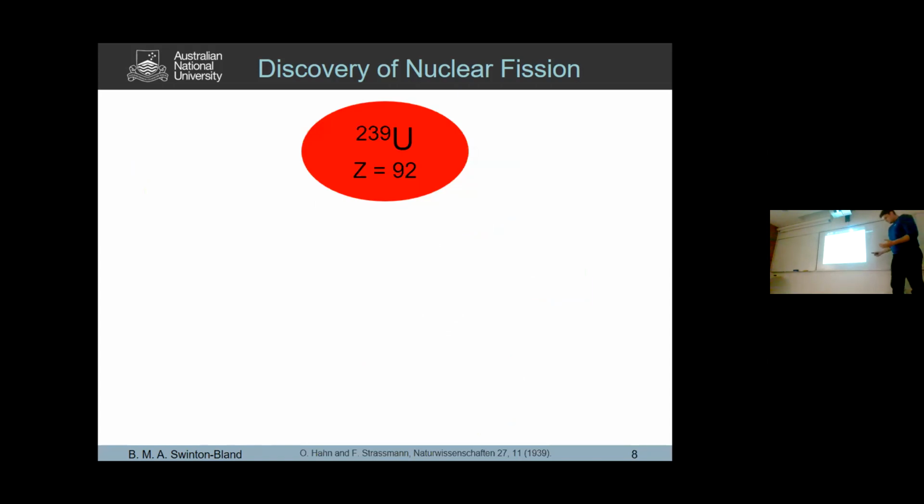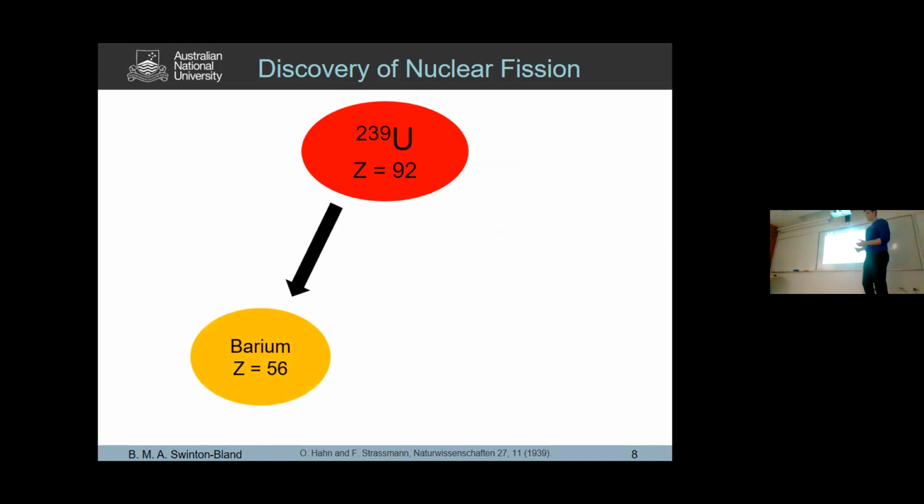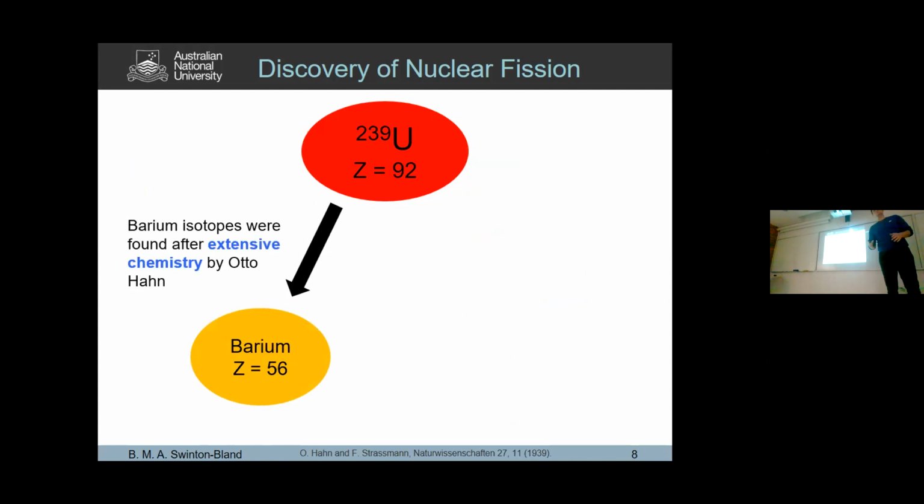In the 1930s, they were seeing what happens from this particular state, and they found that barium was being produced. This was particularly surprising because no one could think how a measly neutron could split apart a massive nucleus as big as uranium. But after extensive chemistry by Otto Hahn, he conclusively and unequivocally proved that barium was indeed being produced. So if we're producing barium, we must also be producing another fragment. And if we conserve the proton number, we'll produce a krypton nucleus. I'll come back to this in a minute.